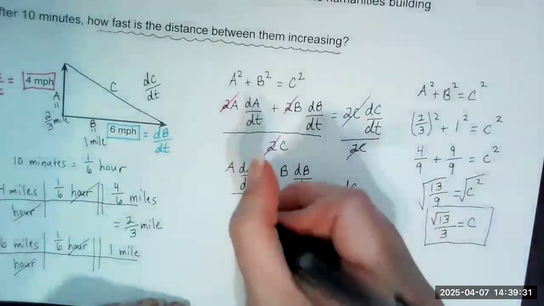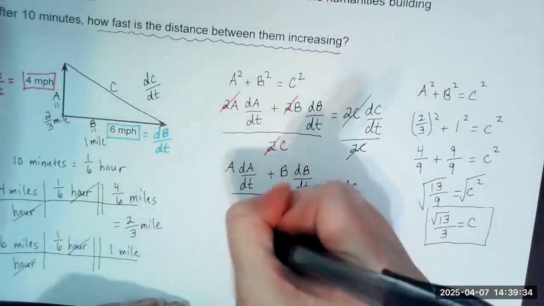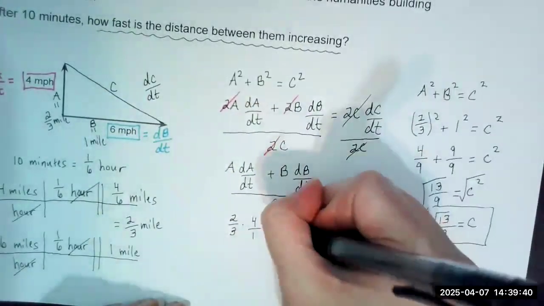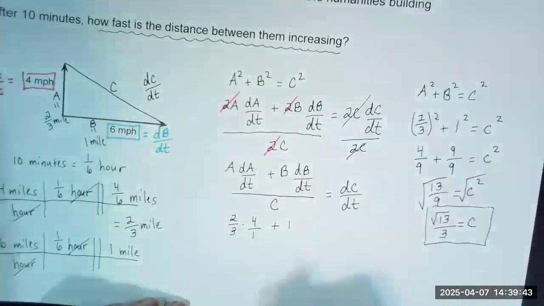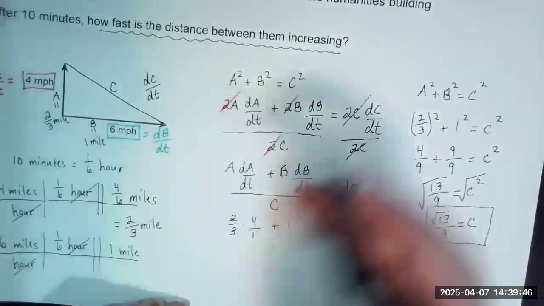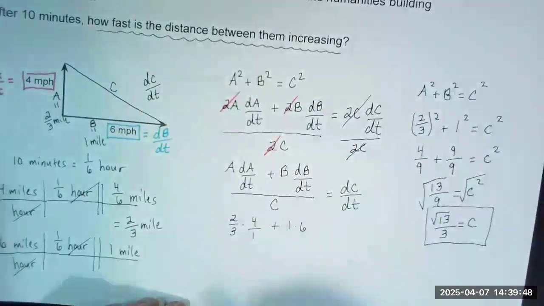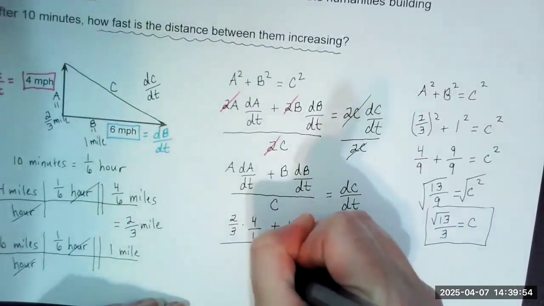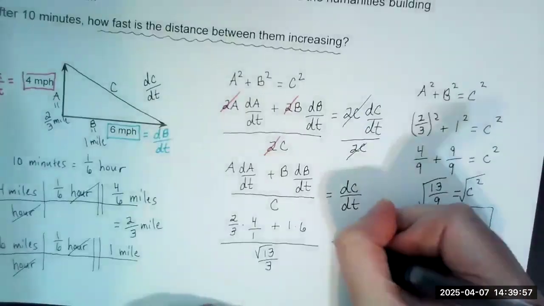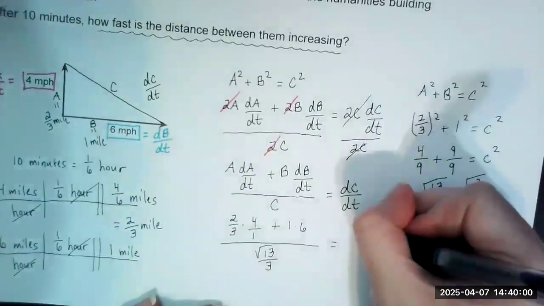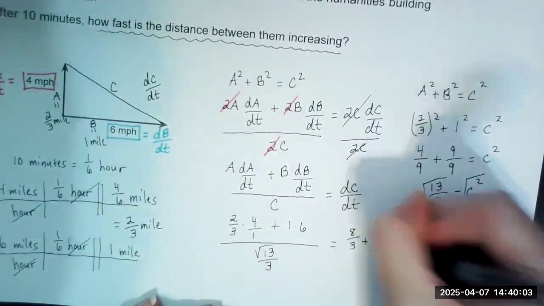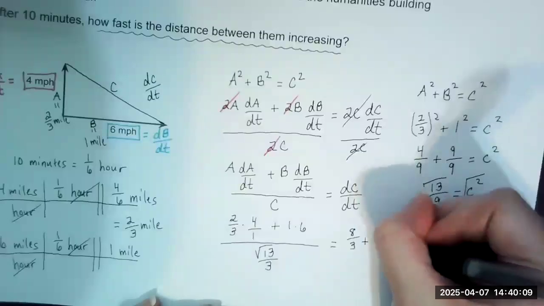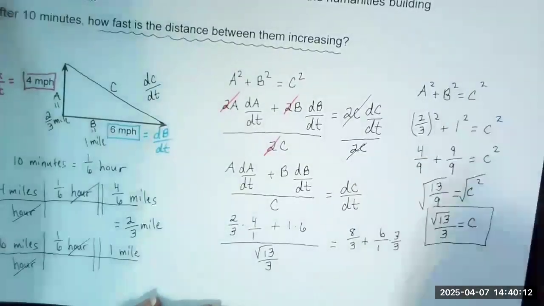I just need to go ahead and plug it into this formula. So my A value, 2/3 times dA/dt is 4 miles per hour. So I'm just going to put 4 over 1 plus my B, we said, is just 1. I'm going to keep that as a 1, and then times the 6 miles per hour. 1 times 6. In the bottom, we're going to write square root of 13 over 3. Got a little bit of simplifying to do here. In the top, I've got 8/3 plus 6. And if I want 6 to be over 3, what I can do is multiply by 3/3 so I can combine those together.